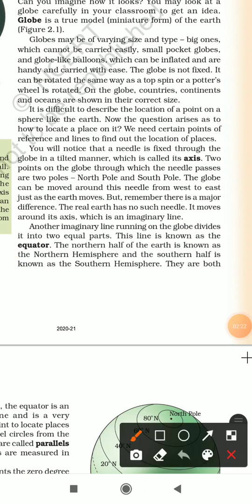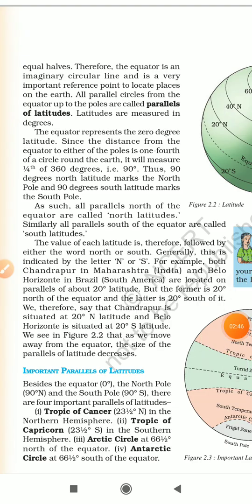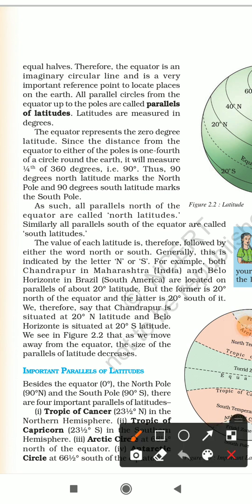Now, there is another imaginary line running through the globe which divides the globe into two equal parts. This line is known as the equator. The equator divides the earth into two equal halves, that is the northern half or northern hemisphere and the southern half, also called southern hemisphere. Now, all the parallel circles from the equator up to the poles are called parallels of latitudes. Now, these latitudes or these imaginary lines are measured in degrees.